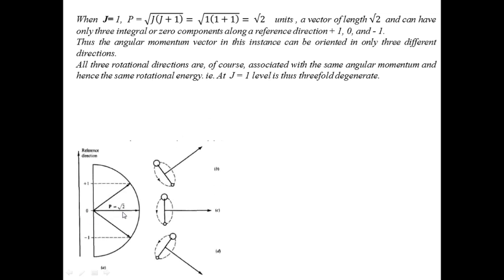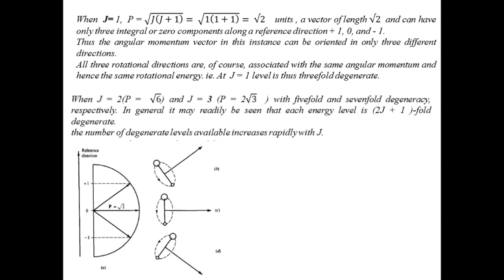It has 3 directions of angular momentum: minus 1, 0, plus 1. And the magnitude of each direction is root 2. Hence, when j equal to 1, the rotational energy level is equally energized. That means it is triply degenerate or threefold degenerate. When j is equal to 2, the value of angular momentum is root 6, and it can have 5 directions, that is minus 2, minus 1, 0, plus 1, plus 2.